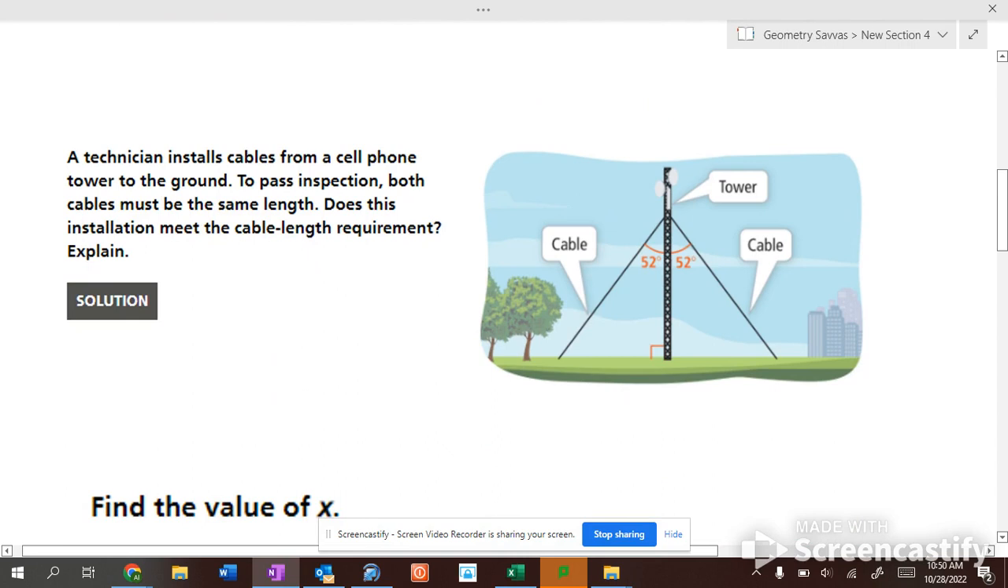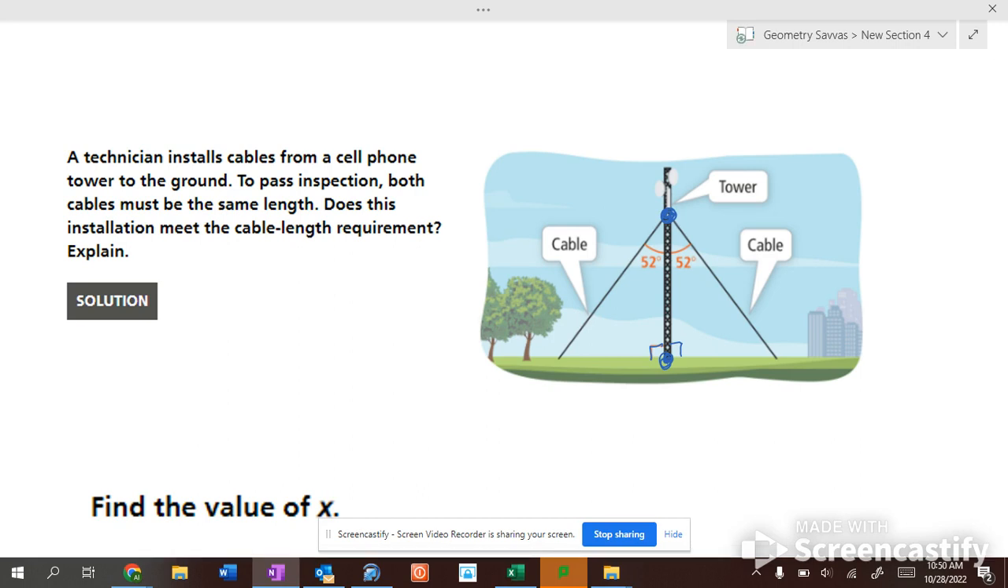Okay. Technicians install cables from a cell phone tower to the ground to pass inspection. Both cables must be the same length. Does this make sense? Are the cables going to be the same length in this situation? If these are both 52 degrees, and if you have a 90-degree angle on this side, what should you have on the other side? 90 degrees. And from here to here, what do you know? Is this distance going to be the same for both triangles?